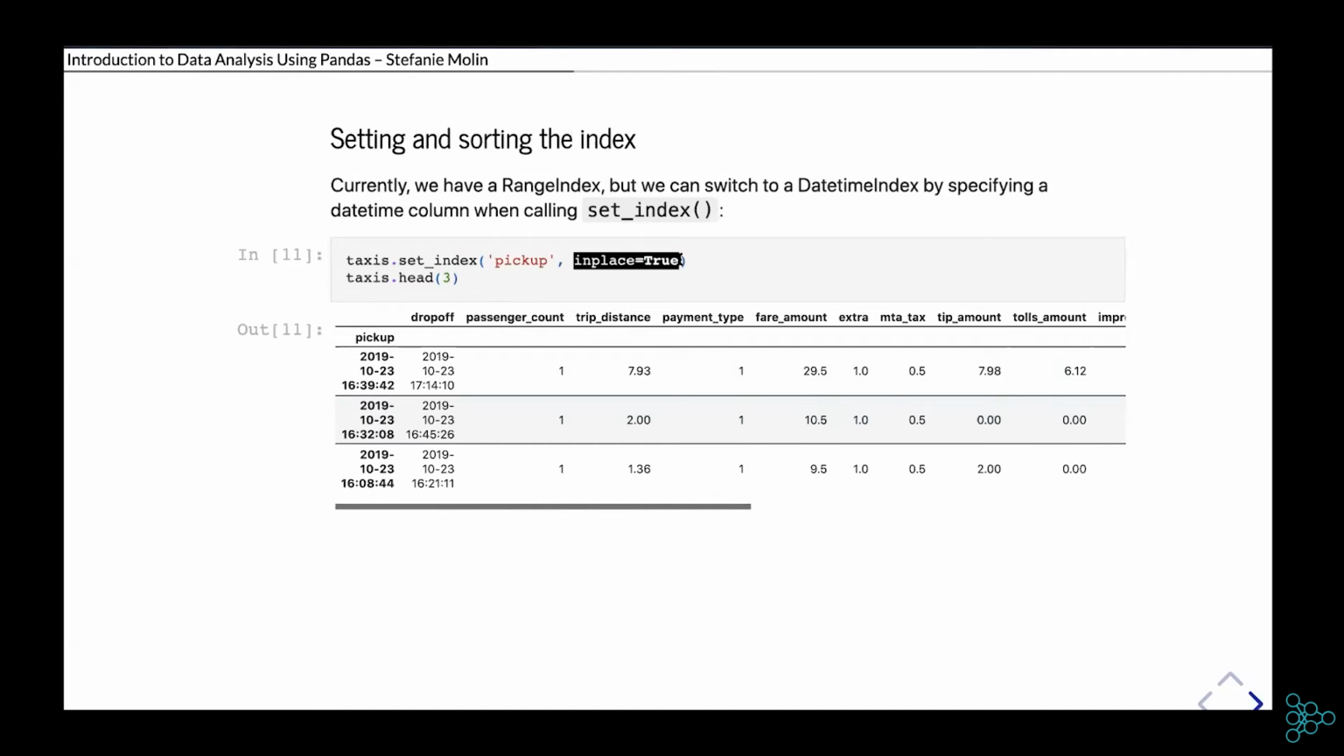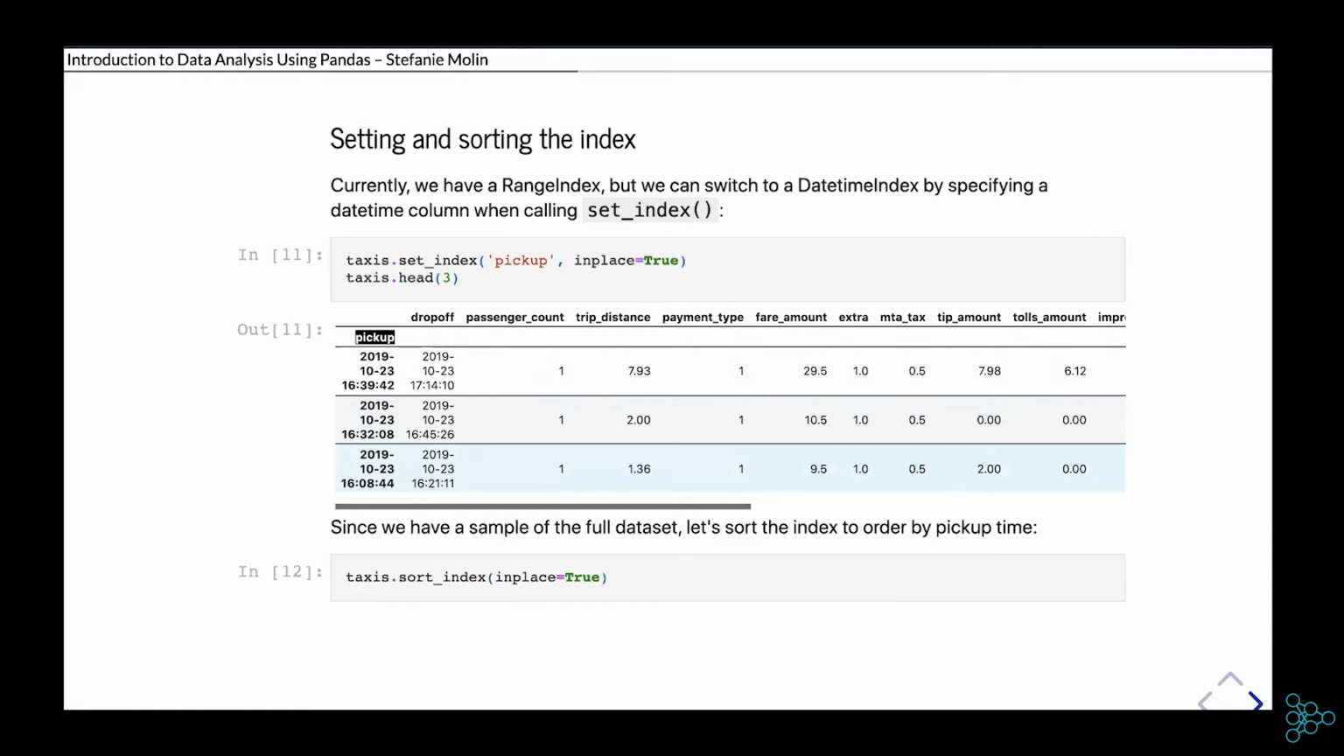And we're again doing this in place. You don't have to. And now we have this column has moved off to the left. You'll notice that it's now in bold, and we no longer have those index numbers that we had before. So one thing we're going to do now is also sort the data using that index by calling sort_index. So this time we'll have the first entry be the earliest pickup.